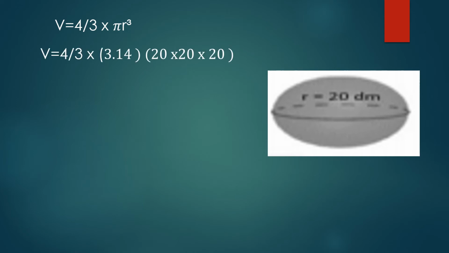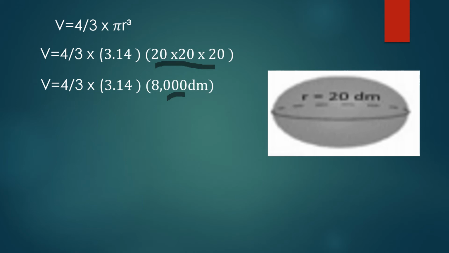So, the next figure is, what is this? So, this is a sphere. So, the formula for finding the volume of a sphere is 4/3 times pi r cube. So, 4/3 times yung pi natin is 3.14, r cube, yung kanyang radius ay 20. So, ibig sabihin ng r cube ay 20 times 20 times 20. Equals. So, 20 times 20 times 20 is 8,000 decimeter to the third power yan.